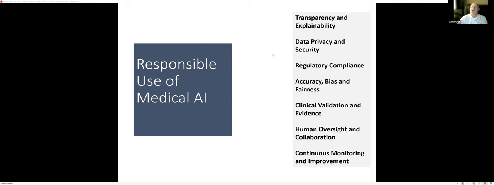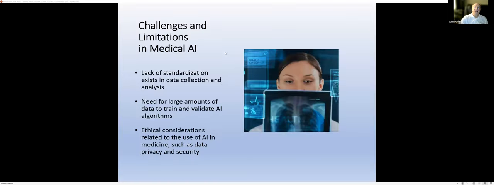Our goals should be transparency and explainability that I mentioned earlier, data privacy and security that are obvious, regulatory compliance, and that's an issue that will come up as Congress and other regulatory bodies figure out how to make AI more trustworthy, accuracy, bias, and fairness in particular, clinical validation, human oversight, and so on. So there are challenges and limitations.